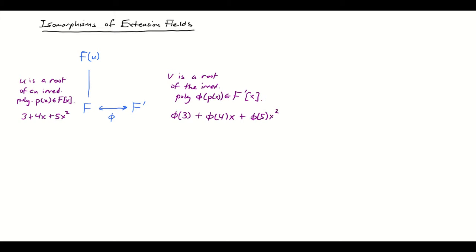You'll notice here that I'm not putting the symbol phi on x. I'm not mapping x through phi or anything like that. That's because x is just a symbol that represents an indeterminate. It's not an element of F or of F prime. Okay, so that's what phi of p of x means.